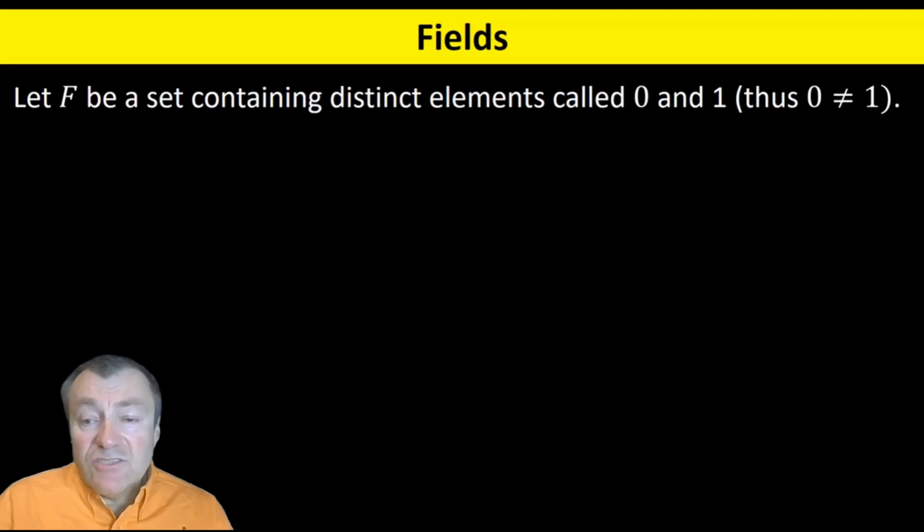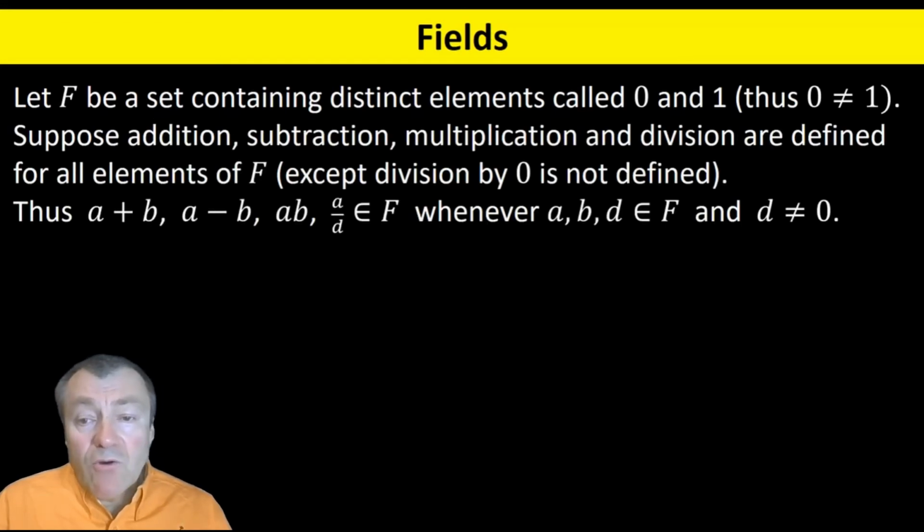Again, I have loosely described a field as a ring in which division is allowed. But here we need to be precise. So this is the definition of a field. We start with a set F, having at least two distinct elements, 0 and 1. So note that a field always has at least two elements, which is different from in a ring where you might just have a single element, 0. We require four operations: addition, subtraction, multiplication, and division, defined for all pairs of elements, except that you do not allow division by 0.